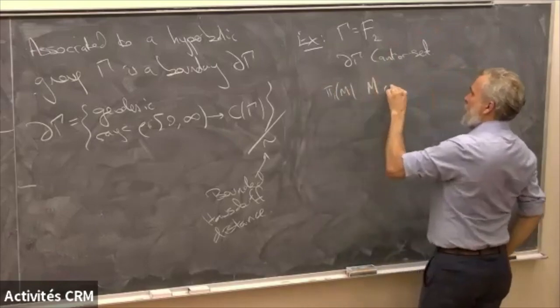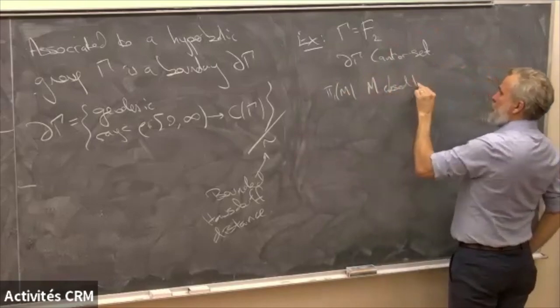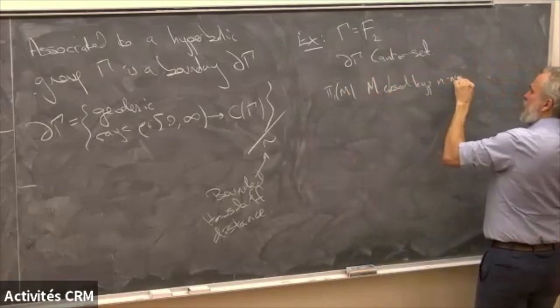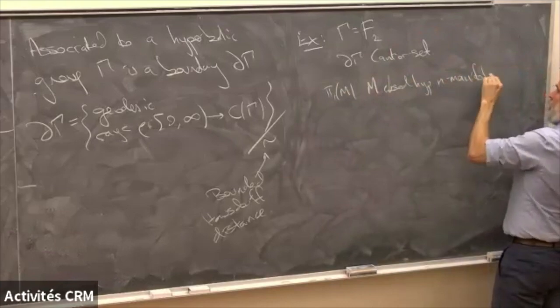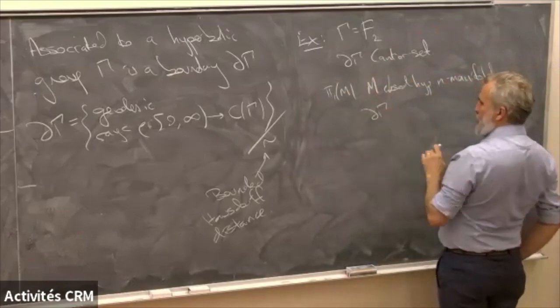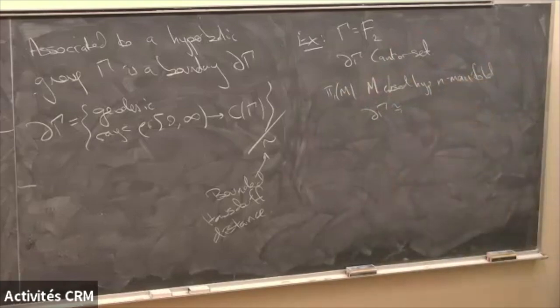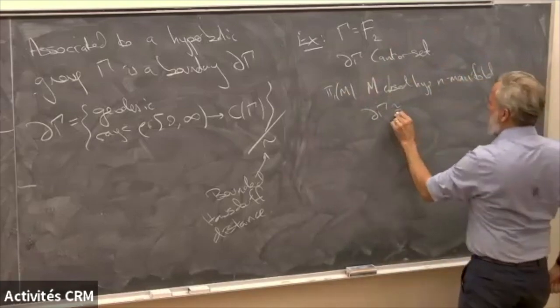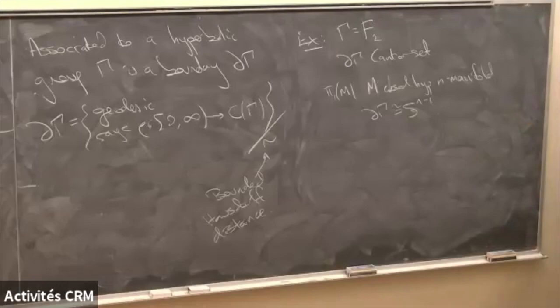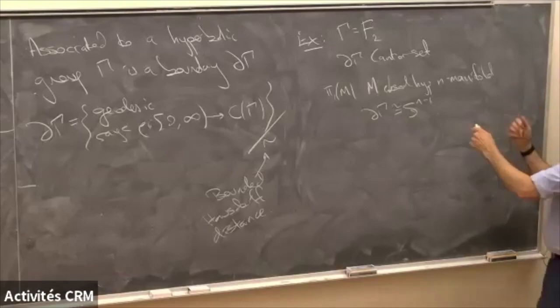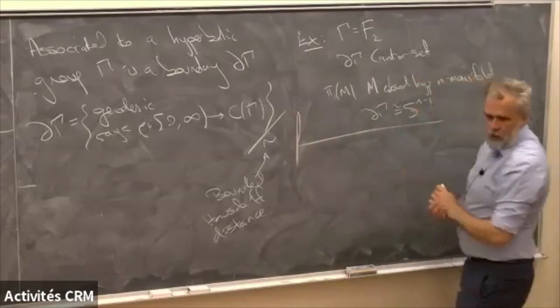On the other hand, if gamma is pi_1 of M, a closed hyperbolic n manifold, then the boundary of gamma is naturally a round n-1 sphere. I'm not going to tell you how to put a metric on it, that's a different story. Okay, in particular, for n equals 3, you get a 2 sphere.